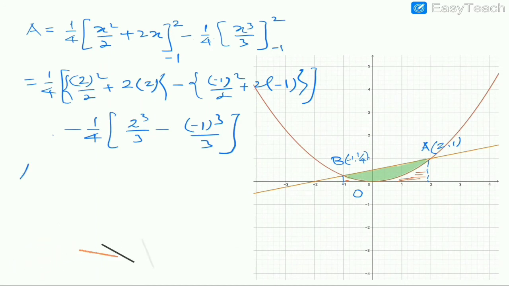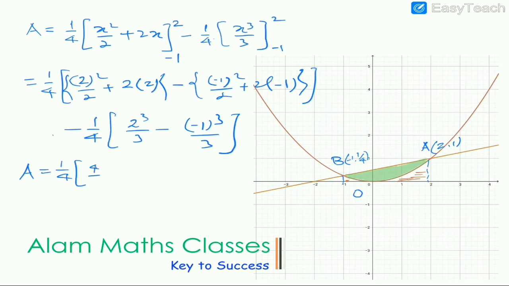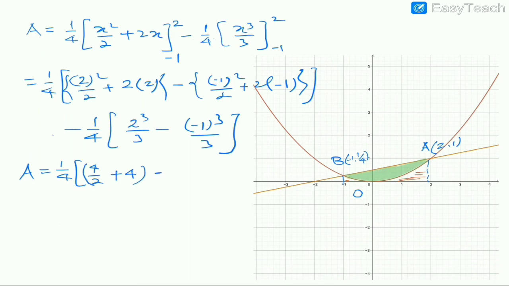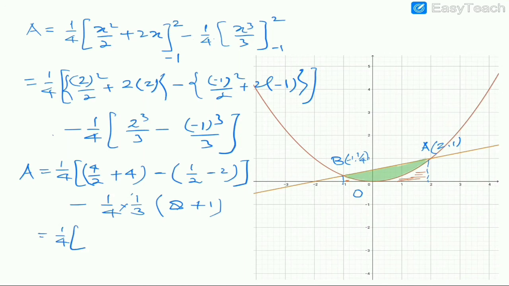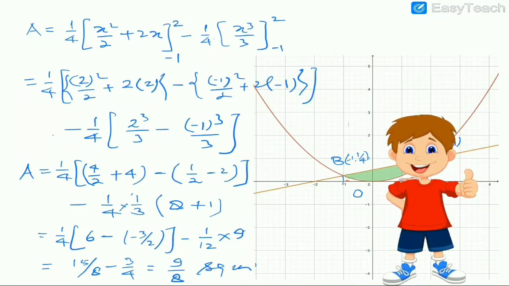So we have A is equal to 1 by 4 of 4 by 2 plus 4, and minus 1 by 2 minus 2, minus 1 by 4 into 1 by 3, taking 1 by 3 outside, so here 8 minus minus 1 cube, so we write 8 plus 1. So this is equal to 1 by 4, the 4 by 2 is 2 plus 4 is 6, and minus, this is minus 3 by 2, and minus 1 by 12 into 9. So this is equal to 15 by 8 and minus 3 by 4. After simplifying, we have 9 by 8 square unit. So this is the final answer.